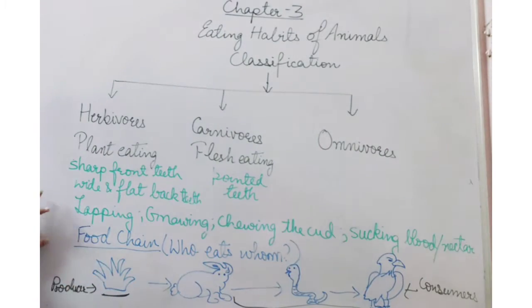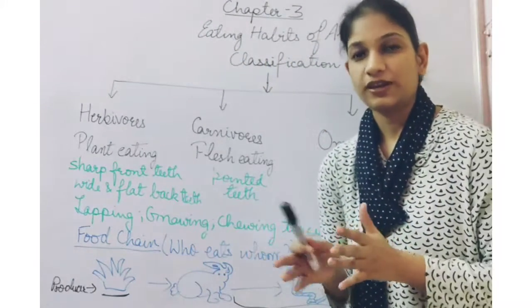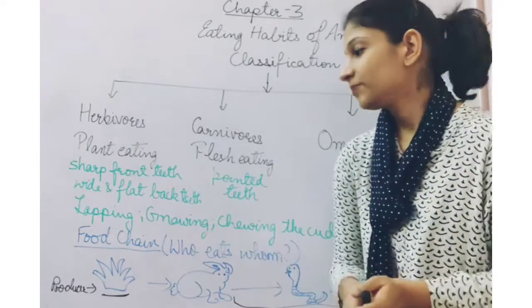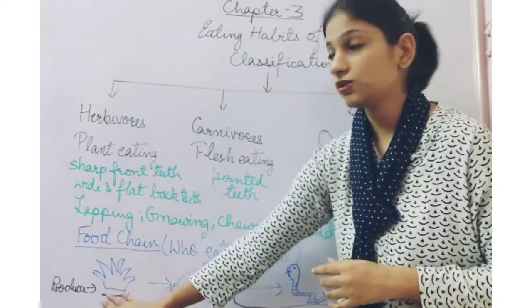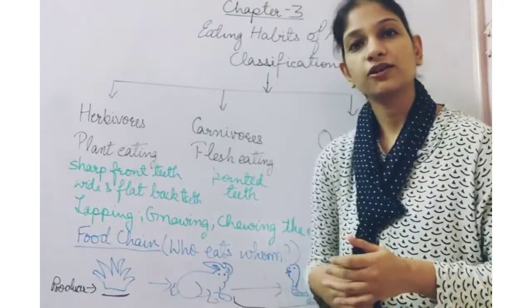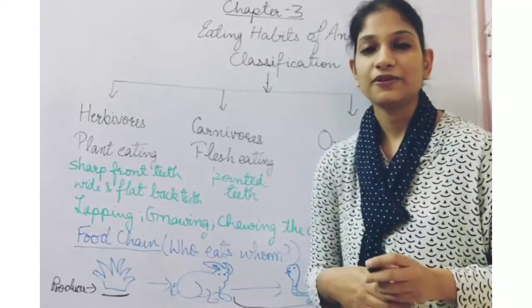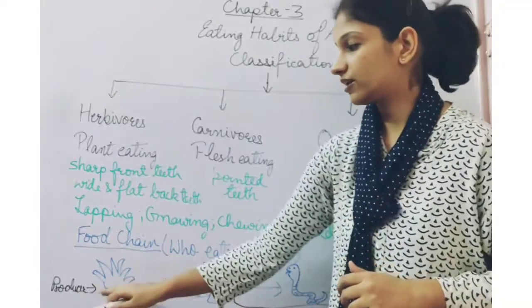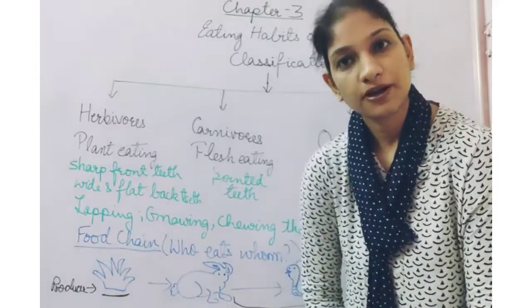Next, we talk about food chain. Food chain is a very easy topic and a very interesting topic as well. A food chain basically tells us who eats whom. Kaun kisko khata hai. A food chain will always start with a producer. Producers are the green plants. Can you tell me why? Because green plants make their own food. That's why they are called producers.